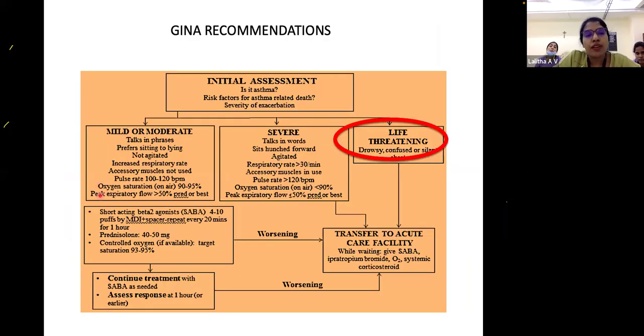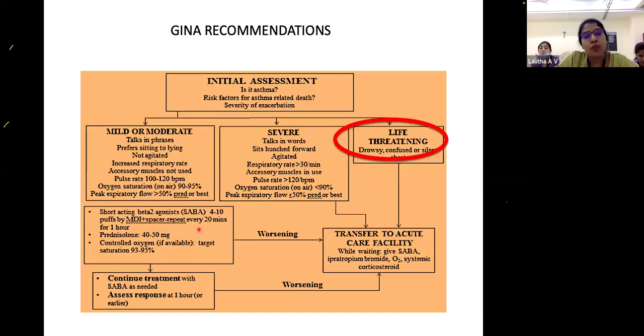You have to give continuous back-to-back nebulization with your salbutamol. If it's a bigger child who is a known wheezer, one can do MDI with spacer, 4 to 10 puffs every 20 minutes, and start steroid, start oxygen, and classify them as mild, moderate, severe, or life-threatening. This is the GINA recommendation. I'm sure all of you must be familiar with this.